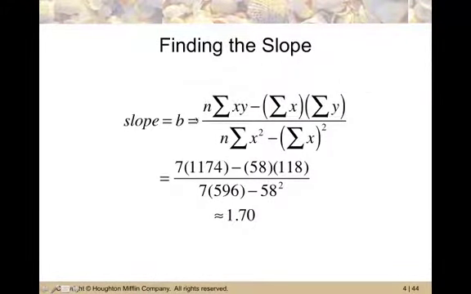Okay, so you can see n was substituted where n is supposed to be substituted here and here, and the sum of the products of x and y are here. The sum of x is up here and down here. Down here it's squared. The sum of the y's, and then the sum of the squares of x. And when you calculate all that, it rounds to be 1.70.